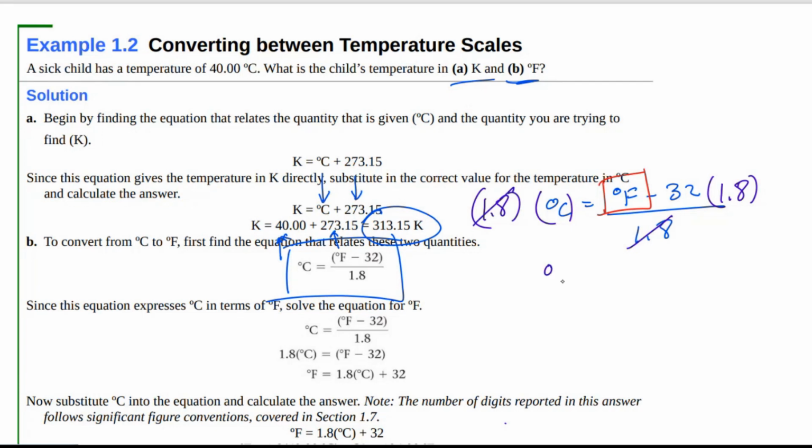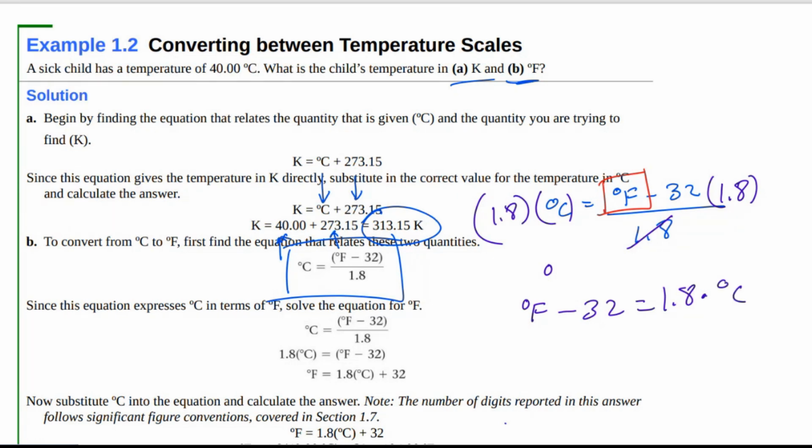So I've got, let's just rewrite that, degrees C. I got it backwards. My screen got messed up and I forgot where I was at. All right, so we're trying to get F on a side by itself. So now we can say degrees Fahrenheit minus 32 is equal to 1.8 times degrees C, right?